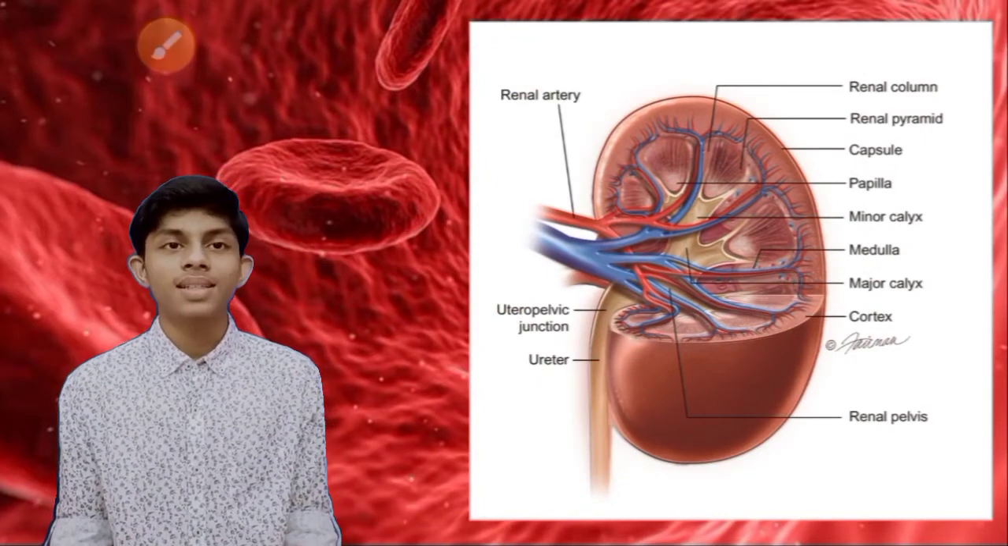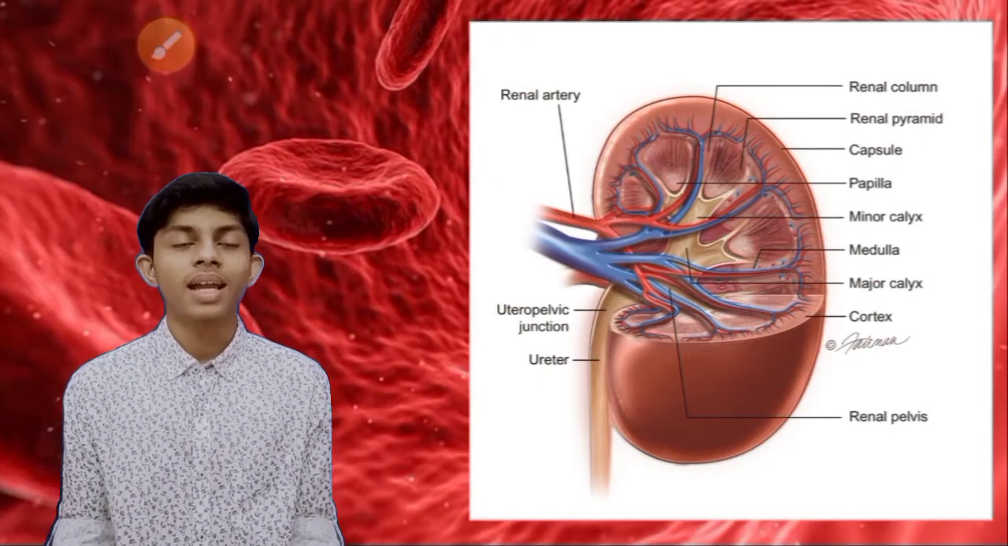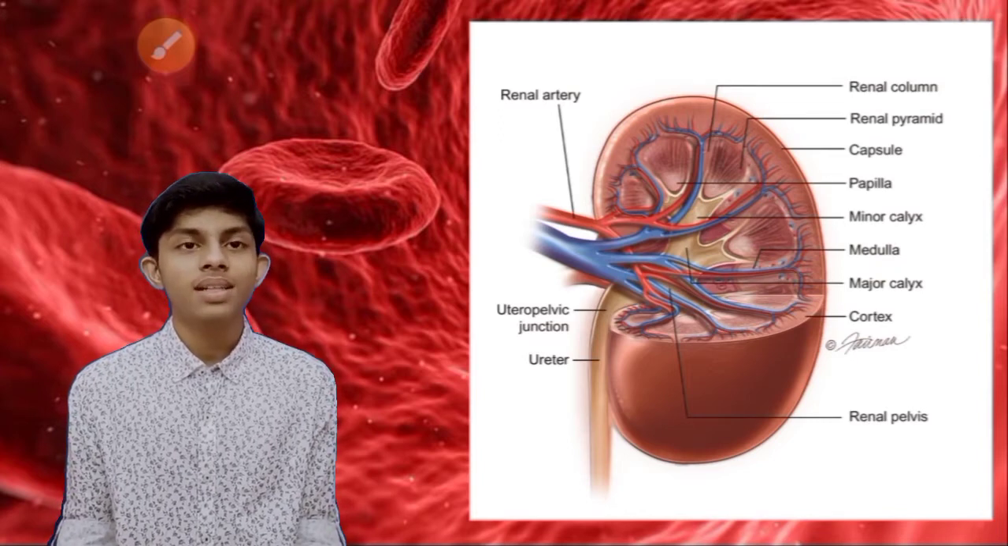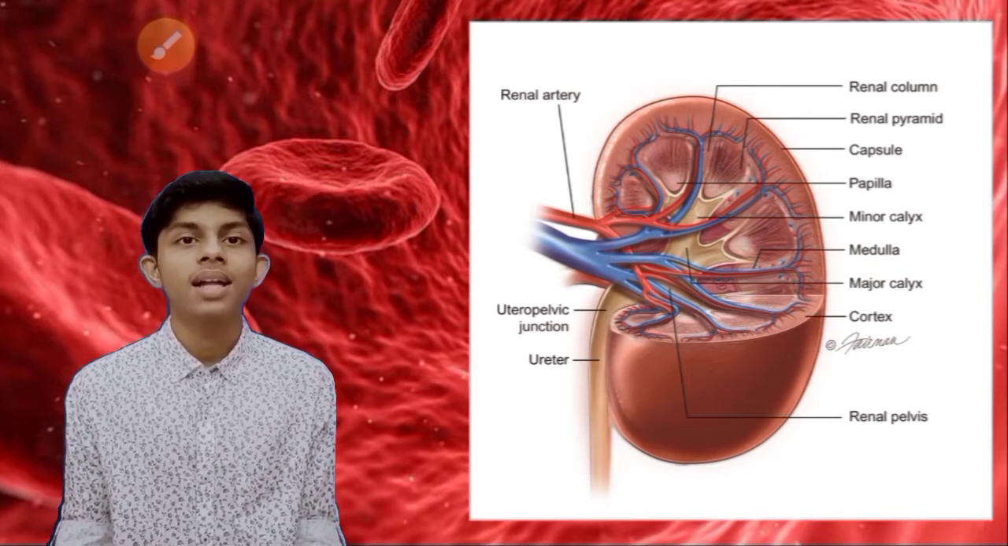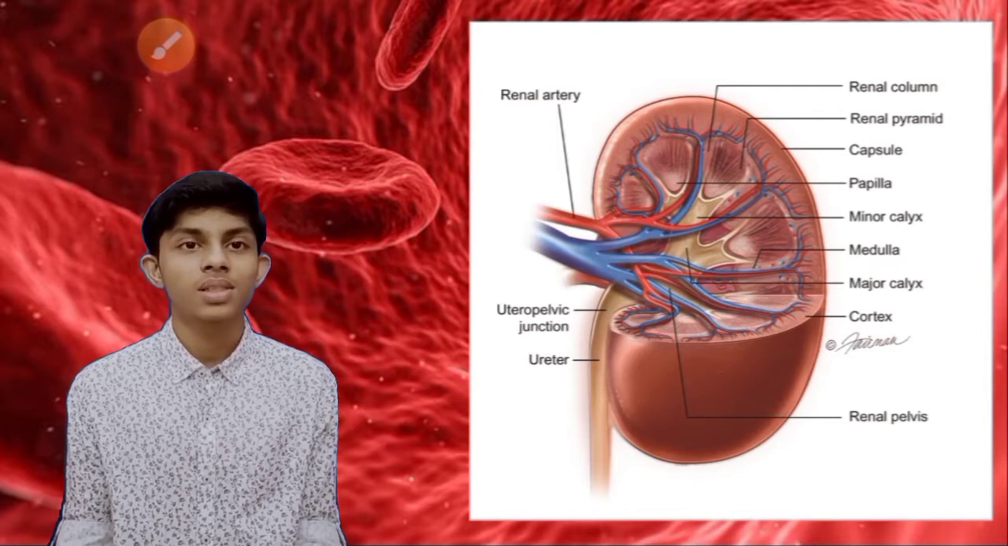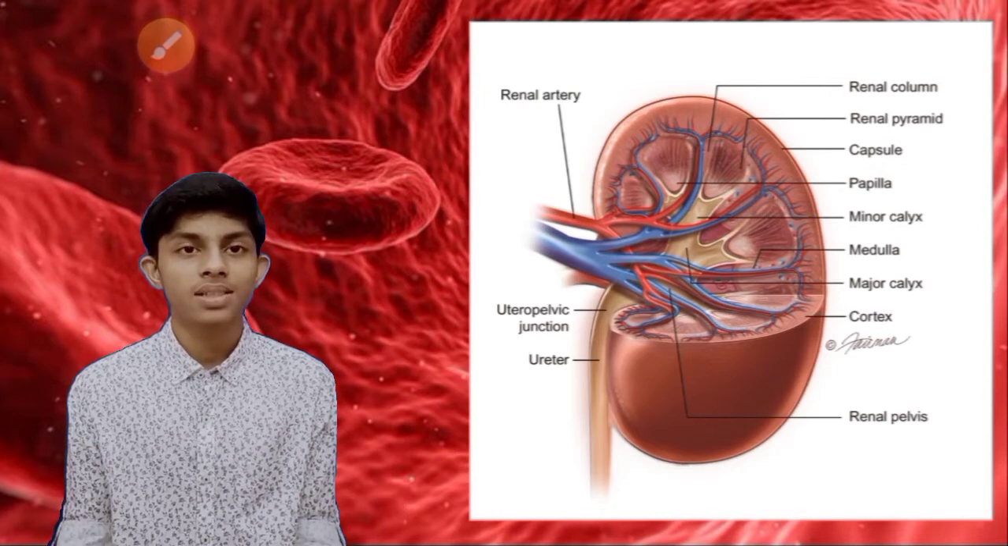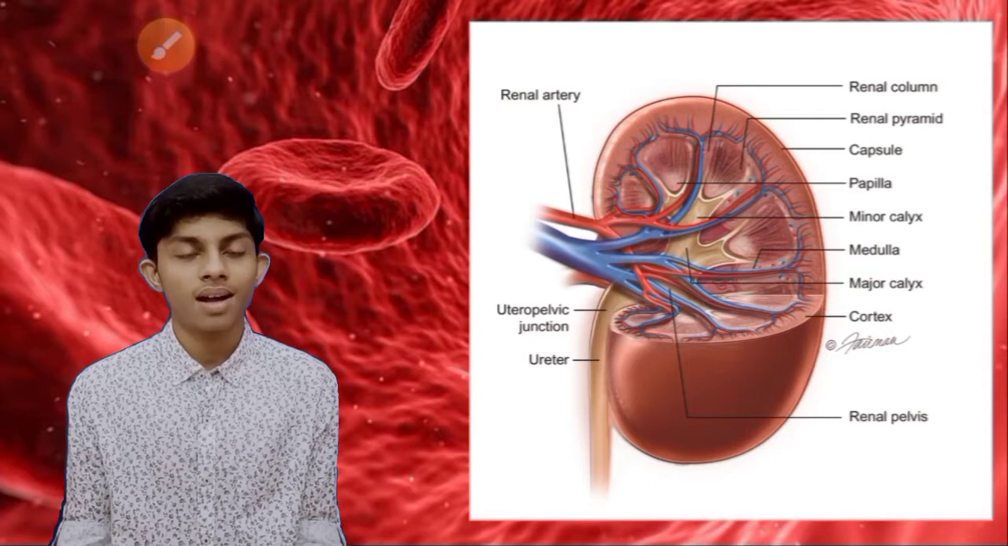Now let's look at the structure of kidneys. Kidneys are reddish-brown, bean-shaped structures situated between the levels of the last thoracic and third lumbar vertebra, close to the dorsal inner wall of the abdominal cavity. Each kidney of an adult human measures 10 to 12 cm in length, 5 to 7 cm in width, 2 to 3 cm in thickness, with an average weight of 120 to 170 grams.